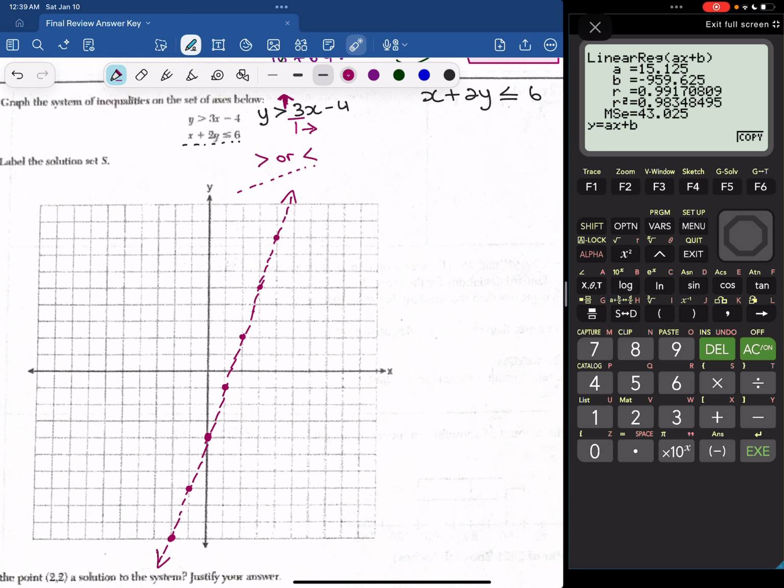And now in my inequality, since I have y is greater than, I need to decide which way I'm going to shade. So if my inequality is greater than and my values would be increasing, I know that I would need to shade above, right? Greater than is shading above, less than is shading below. So if I'm to shade above this line, I'm going to shade this part of the graph. You want to shade above the entire line. So we're going to shade this entire part of the graph, everywhere above this line.